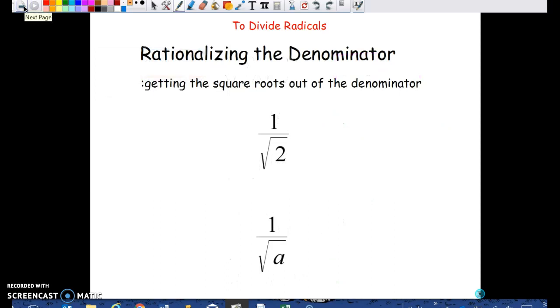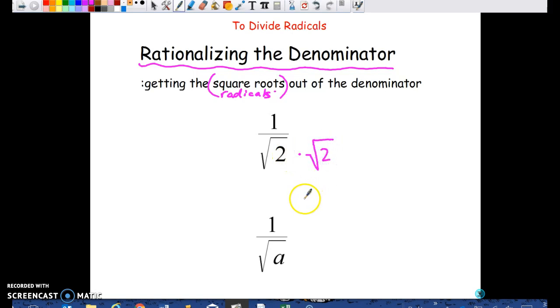If I have 1 over that square root of 2 that I was talking about earlier, and I don't know what that means, it's a little bit easier if I can rationalize the denominator, which means to get the radicals out of the denominator. It might not be a square root, it might be a cube root, but let's take a look here. 1 over the square root of 2. If I don't want there to be a square root of 2 in there anymore, I need to fill it up so I have that square root of 2 times itself.